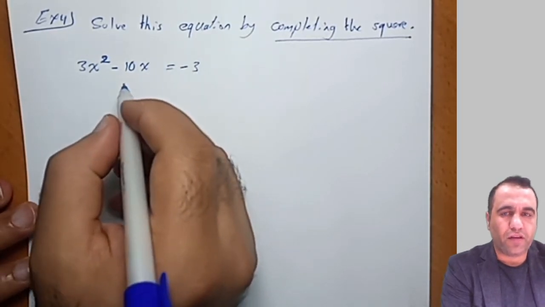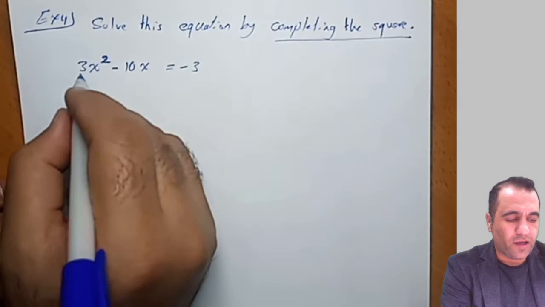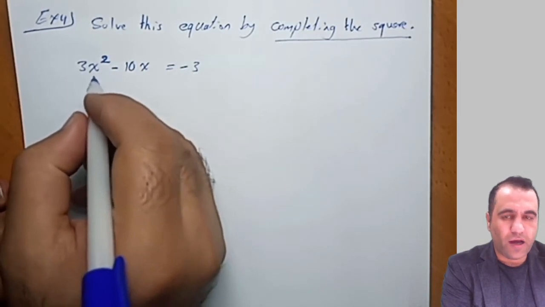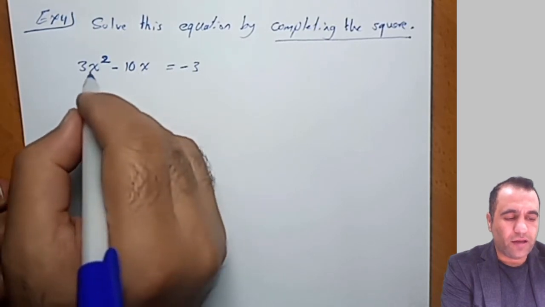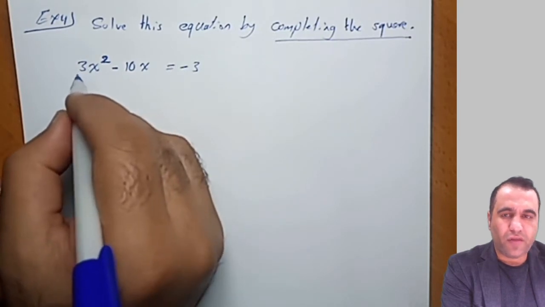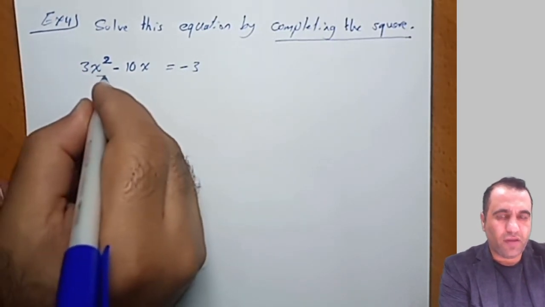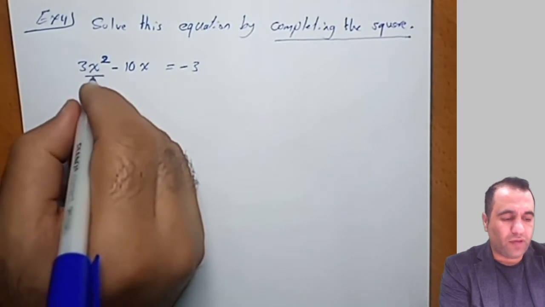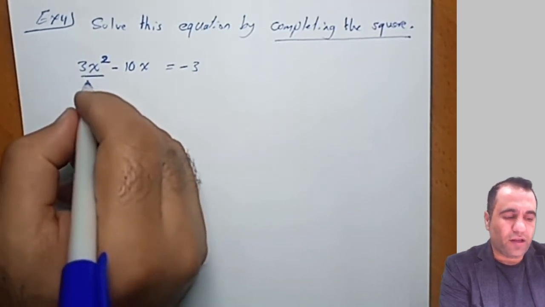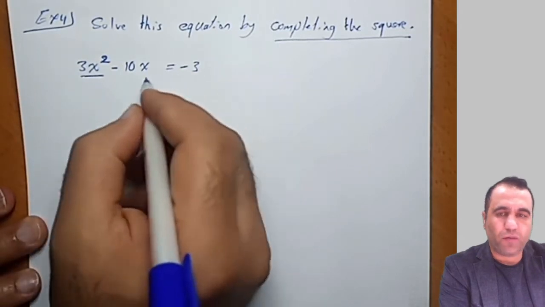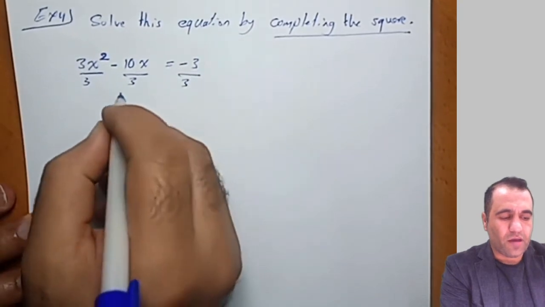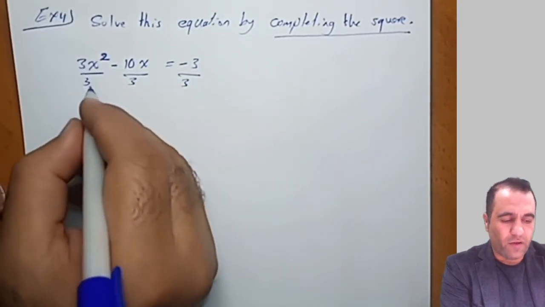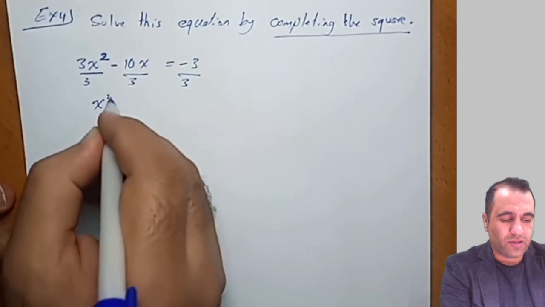Before anything, we just have to get rid of this 3. Why? Because in a perfect square we have 3 parts, and the first and the third parts are squares, but this 3 is not a square. We have to get rid of this 3. So how do we do that? We simply divide each term, both sides, by 3, and now 3 over 3 is just 1, so x squared remains here.